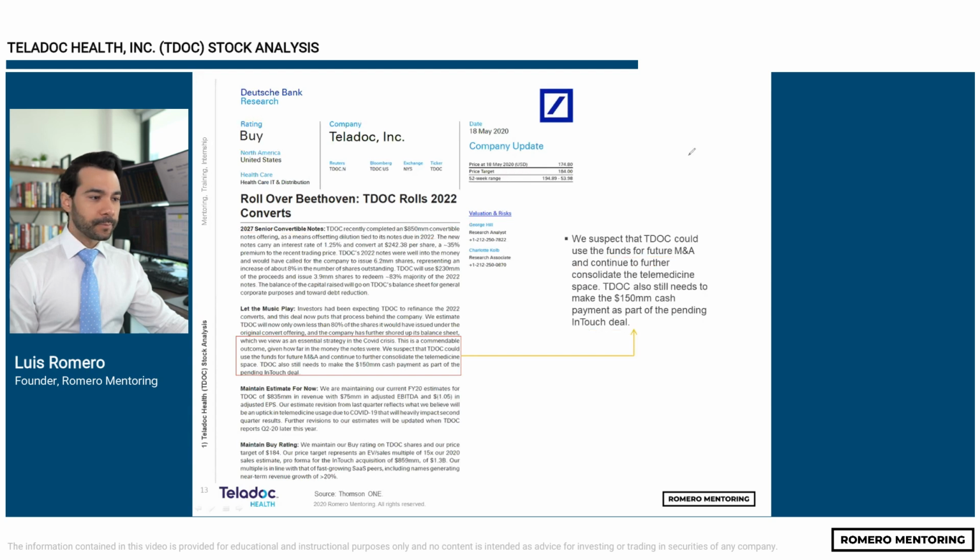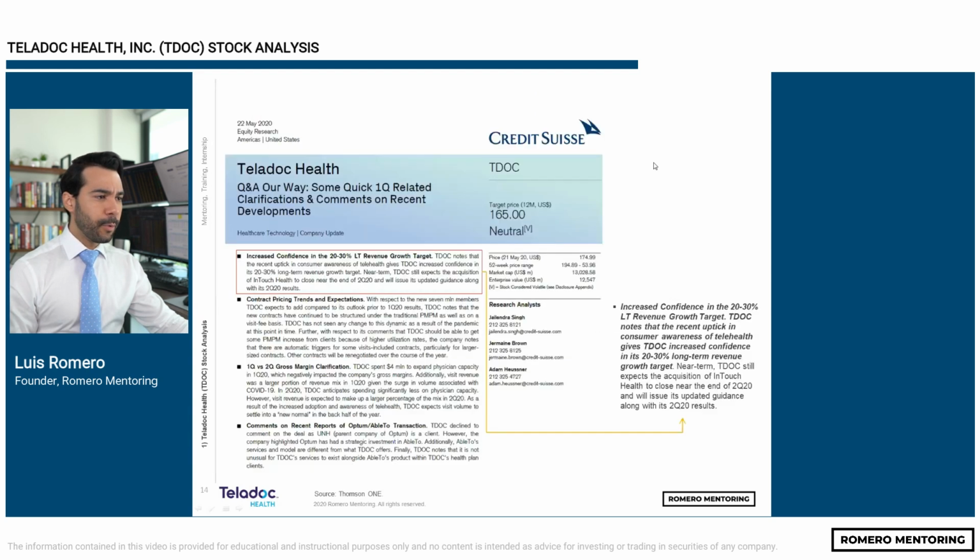Let's look at our next report, which is by Credit Suisse. And Credit Suisse has another similar point as well as JP Morgan. Look right here at this bullet point. Okay, so increased confidence in the 20 to 30% long-term revenue growth target. And when they're talking about long-term, they're talking about 5 years out. This is really good. 20 to 30% year-over-year revenue growth on the top line. It's something that not many companies are achieving.